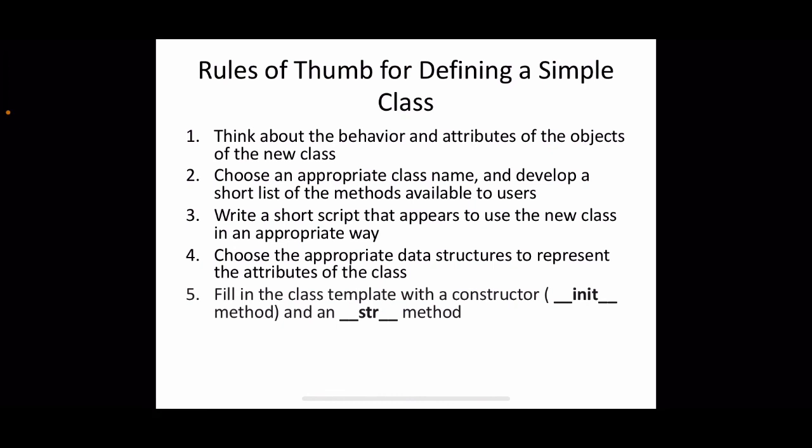Then fill in the remaining class template with a constructor, the init method, or an optional str method to return the entire object state, and complete and test the remaining methods incrementally. This is how a class can be defined. So these are all about the basics of a class definition. The remaining we can see later.